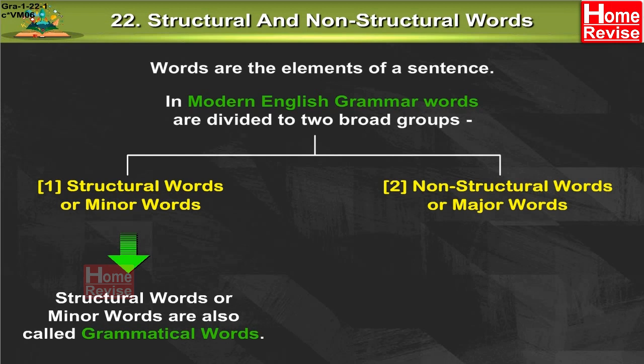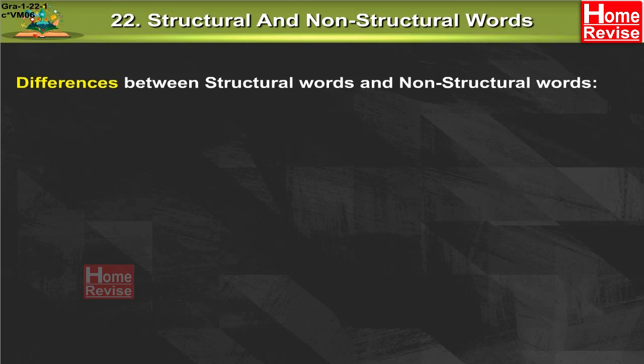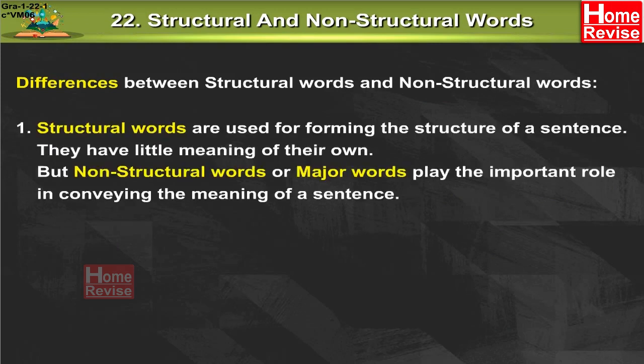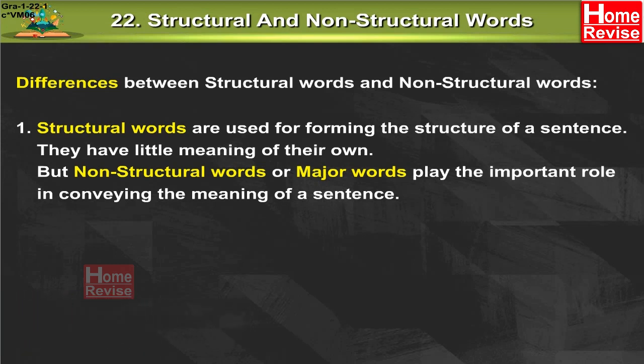Structural words or minor words are also called grammatical words. Non-structural words or major words are also called class words. Difference between structural words and non-structural words. 1. Structural words are used for forming the structure of a sentence. They have little meaning of their own. But non-structural words or major words play the important role in conveying the meaning of a sentence.